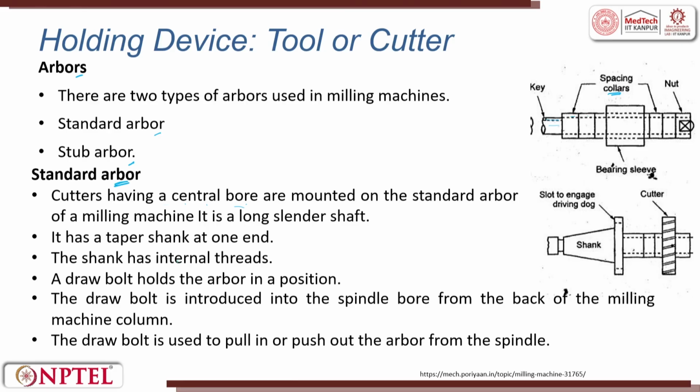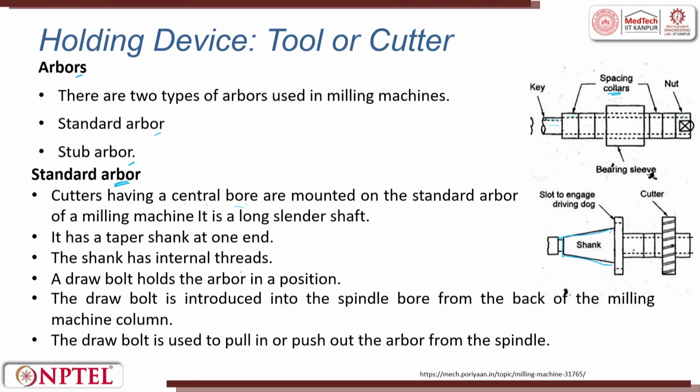The arbor has a shank which is always a taper. This is called a Morse taper. And here you will have a self locking mechanism, that is why the shanks are taper. And the top end of the shank will be attached with a nut and bolt, so that it gets properly fastened to the machine tool.